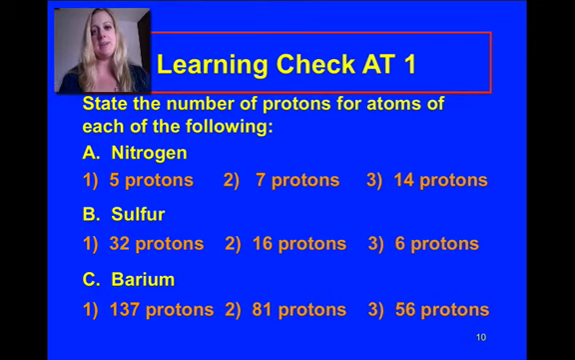And then look up sulfur. Sulfur has an S on the periodic table. What is its atomic number? How many protons does it have? And then barium. Barium is Ba. So try and find barium. Notice its atomic number. So what would be the answer to that?